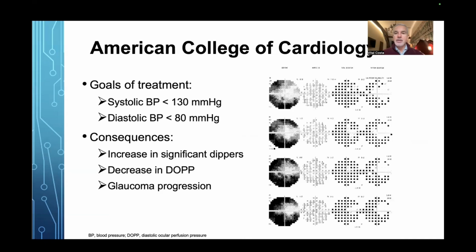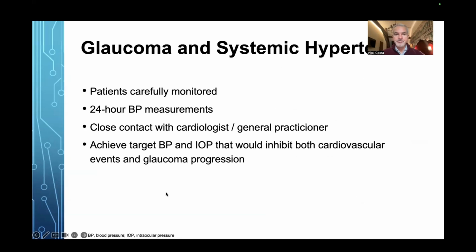Also, the American College of Cardiology now suggests that systolic blood pressure should always be below 130 and diastolic blood pressure below 80. I have no doubts that the consequences of this more aggressive treatment towards systemic hypertension will increase the number of significant dippers at night. This will decrease the diastolic ocular perfusion pressure and probably will increase glaucoma progression.